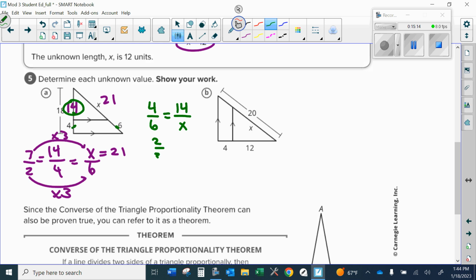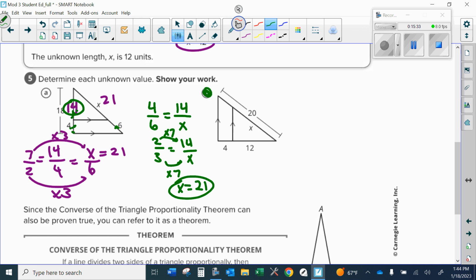So now reduce it down. 2/3 equals 14 over x. 2 times 7 and 3 times 7, and you get x equals 21 again. Okay, so I can go horizontally or vertically as long as I go corresponding pieces.